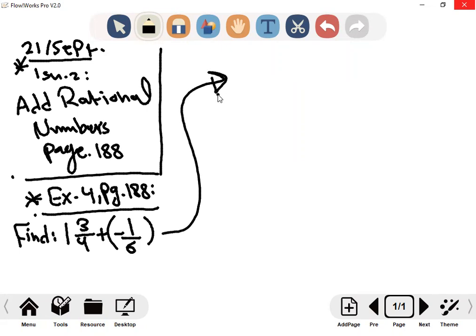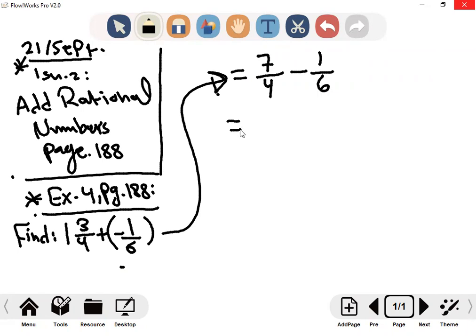So here, 1 and 3/4. Let's turn this mixed number to a fraction. 4 by 1, 4 plus 3, 7/4. So here we have 7/4 plus minus. We replace it with negative 1/6. Now it turns to normal subtraction of the fractions, right? So can we subtract if we have different denominators? No. So we need to make like denominators.